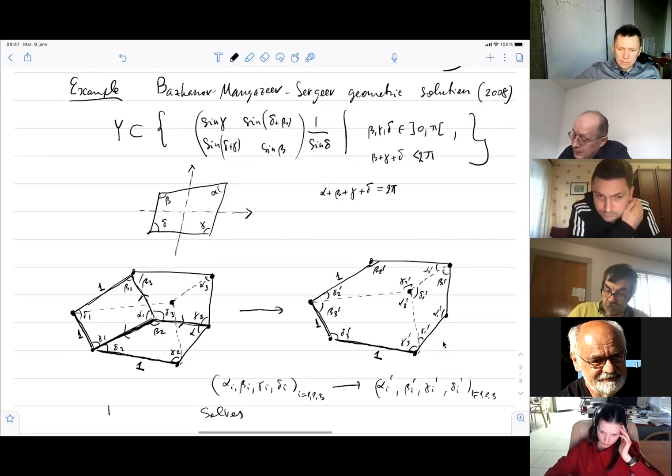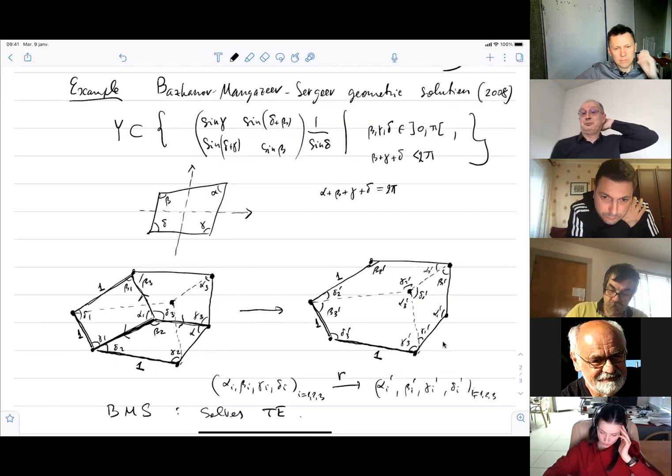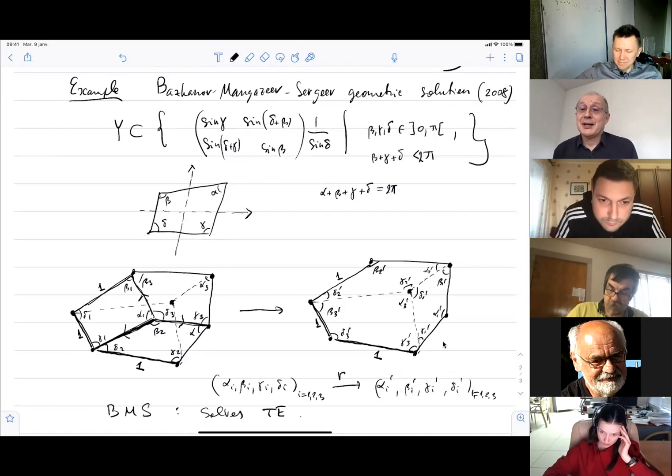this is Bazhanov-Mangazeev-Sergeev. They say that it solves the tetrahedron equation, which personally I find an amazing fact, because just the very existence of Euclidean geometry gives us a solution.